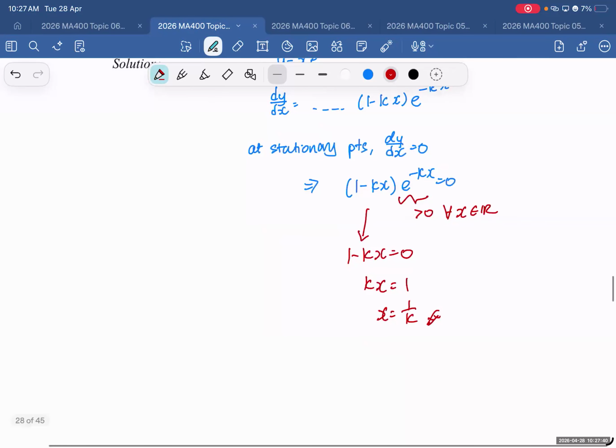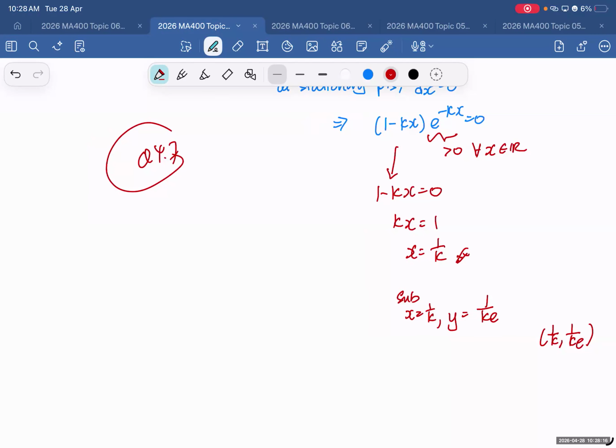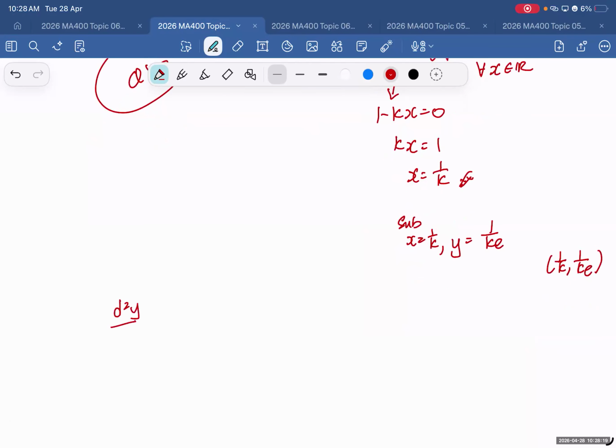Now, x equals 1 over k, your y is equal to, you just sub in, y equals 1 over ke. So these two are your coordinate. This is your question 4.7. This is your stationary point. After that, you find your second derivative. Okay, Songkran is over. After that, you find your second derivative, d2y/dx squared.